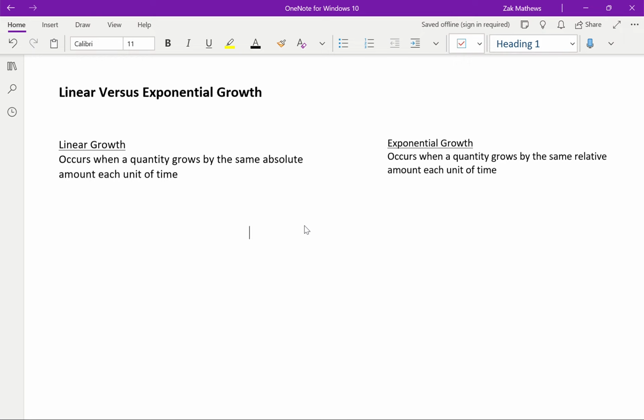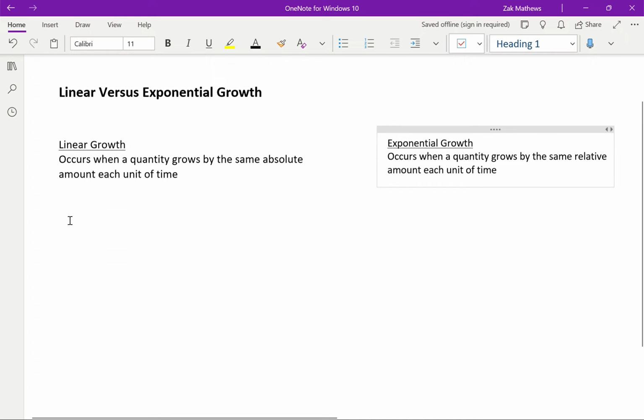Now I should note, I'm saying growth, but if things can grow, they can also shrink or decay. So we can also look at linear decay and exponential decay, meaning lessening, things that are going down. And so the key here really is the absolute versus the relative. Those are the key things that we would be looking for.